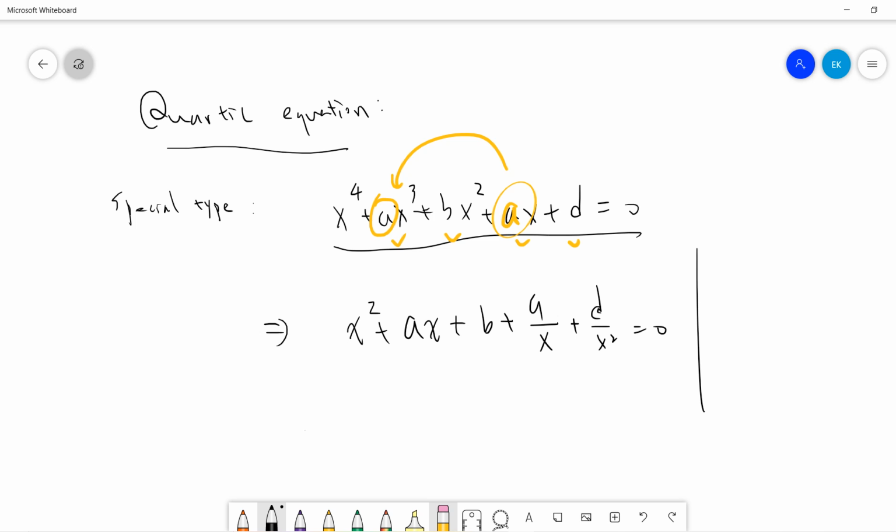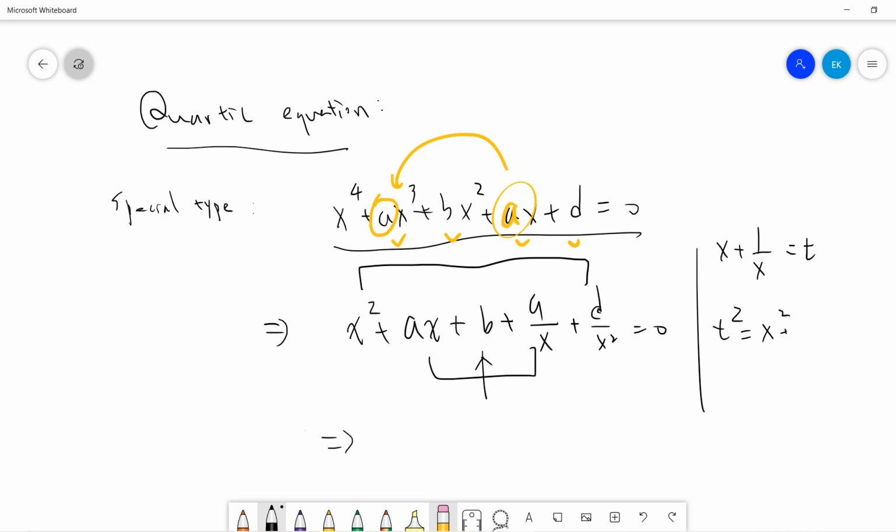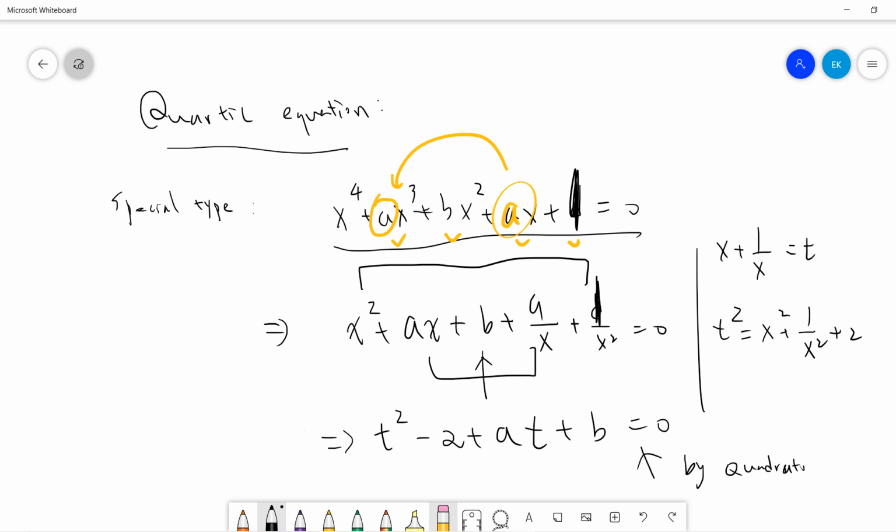And then you can let x plus 1 over x be t. So you can combine these two, and these two, and this one. If you square it, you get x squared plus 1 over x squared plus 2, so you get t squared. Oh, by the way, this d needs to be 1. So you get t squared minus 2 plus a t plus b, and you can solve it by quadratic. You solve it by quadratic to get t, and then you can solve for x by quadratic.